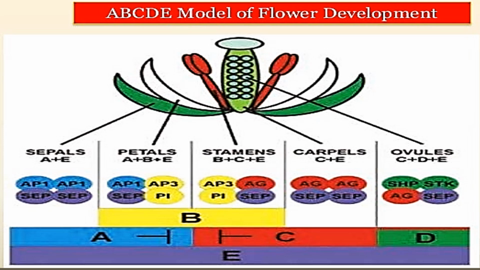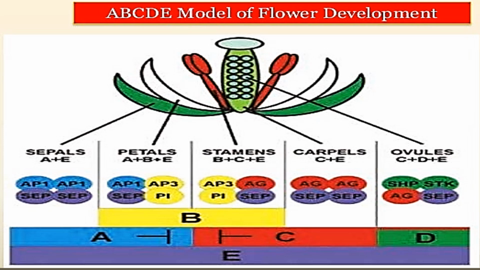For the formation of petal, the genes responsible are apetala 1, apetala 3, sepallata and pistillata genes. For the formation of stamen, the genes that regulate it are apetala 3, agamous, pistillata and sepallata genes. For the formation of carpel, the genes present are agamous and sepallata. For the formation of ovules, the genes responsible are shatterproof, that is SHP, and STK genes along with the agamous and sepallata genes.